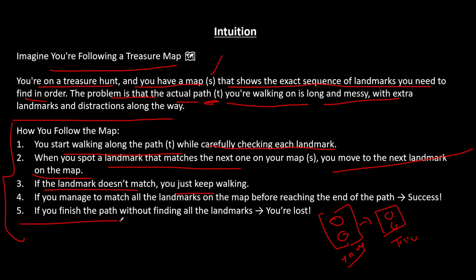And if at the end we have figured out all the values in S, then it is true, right? From the given original path T, we were able to find S in the same relative order asked. But if some elements remain in S which do not match with T, then return false. Simple as that. So from here we could understand that the path is one.